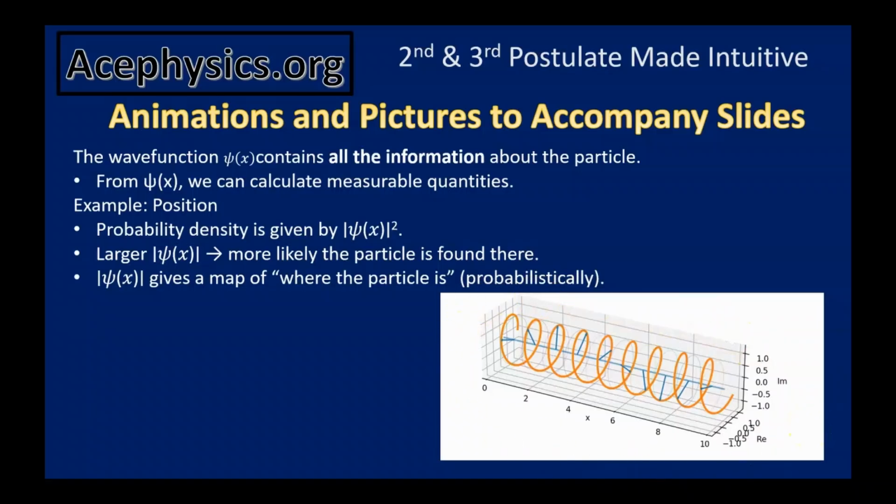Now take a look at the corkscrew image. This represents a one-dimensional state. At each position x along the line is a complex number, shown here as an arrow, extending from the center line out to the helix. In this example, the magnitude is the same everywhere, so the probability is uniform.